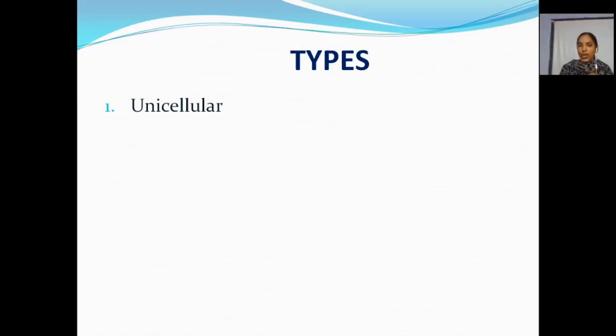Example is Chlorella. Then colonial means many cells grouped together, and they perform their function together in a common sheath or mucilage cover, etc. That is known as colonial algae. Example is Volvox.